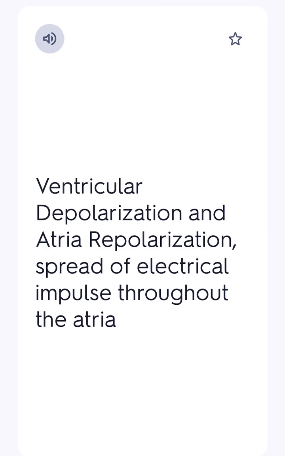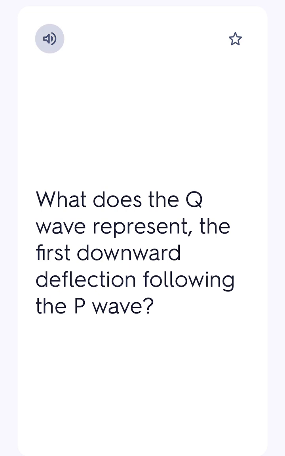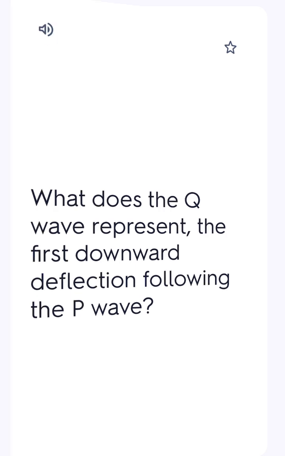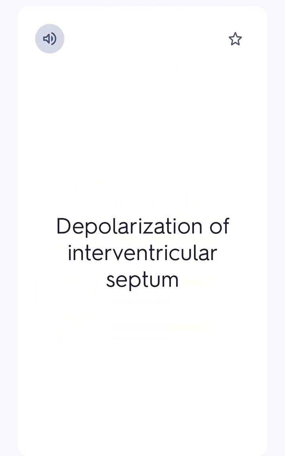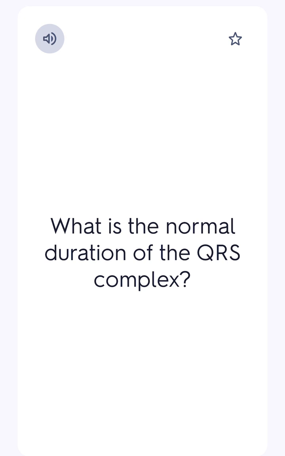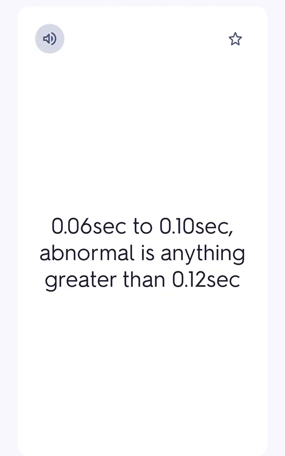Ventricular depolarization and atria repolarization, spread of electrical impulse throughout the atria. What does the Q wave represent, the first downward deflection following the P wave? Depolarization of interventricular septum. What is the normal duration of the QRS complex? 0.06 seconds to 0.10 sec. Abnormal is anything greater than 0.12 seconds.